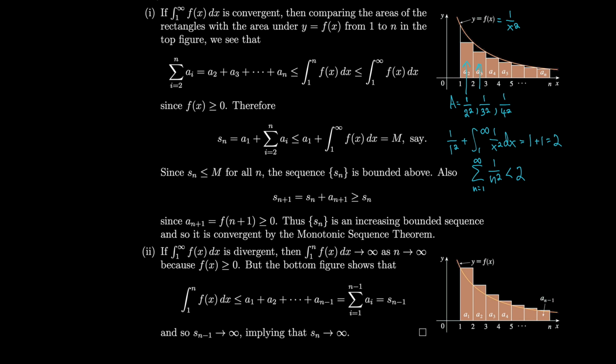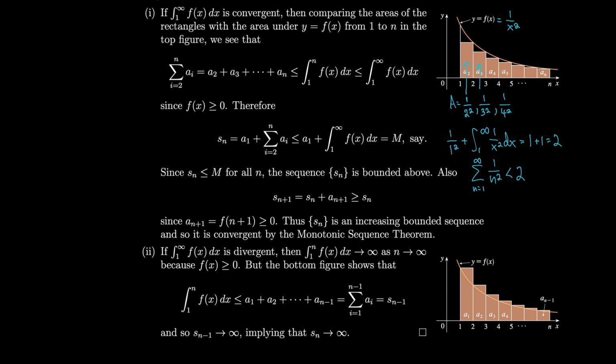Notice that this does not give you the value of the series. It only tells you that the series converges. If you actually wanted the value of the series, you'd have to do something a lot more complicated. In this case, the sum of 1 over n squared is actually pi squared over 6, and it's not easy to compute. So the only thing the integral test can tell you, provided that you have a suitable function, is whether or not the series converges or diverges.